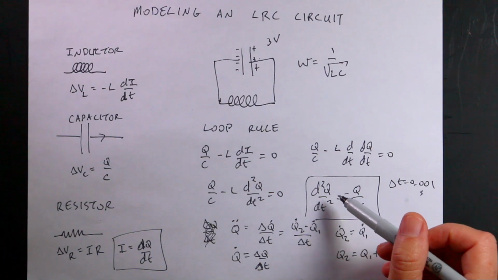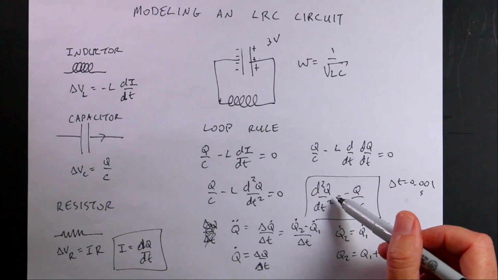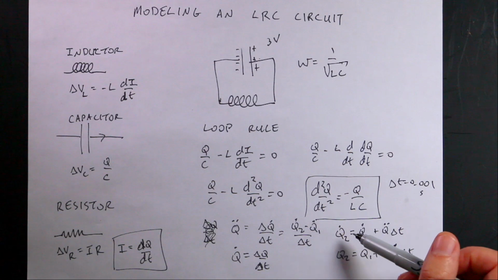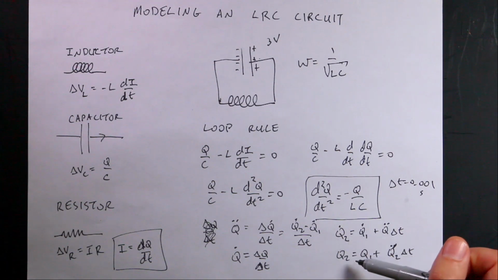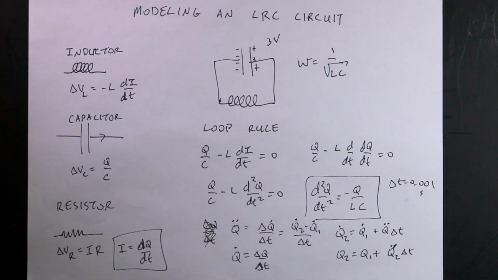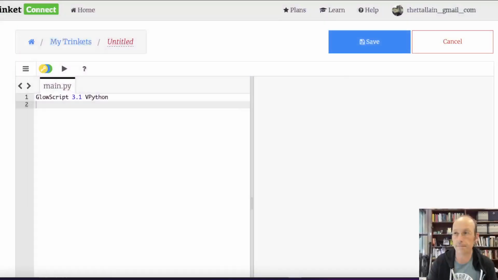Okay, so I'm going to calculate the second derivative of Q, and then I'm going to use that to update dq, and then use that to update Q. And so what do I use for my first dq? Well, it's 0, right? This is the current. This is actually the current. Okay, let's just jump over here to Python and make this stuff happen. Okay, here we are.